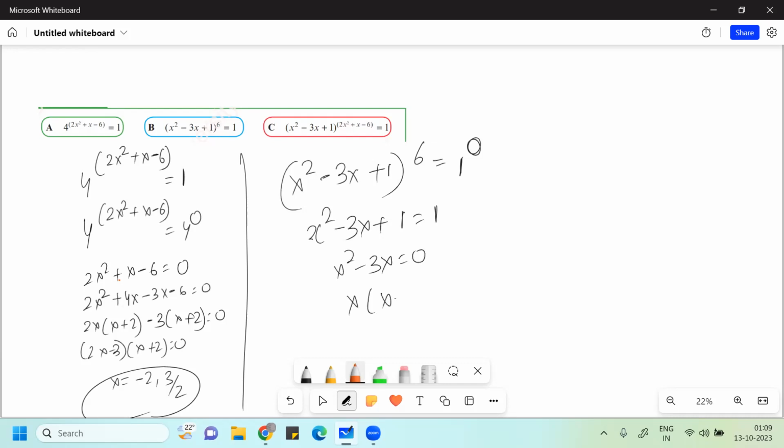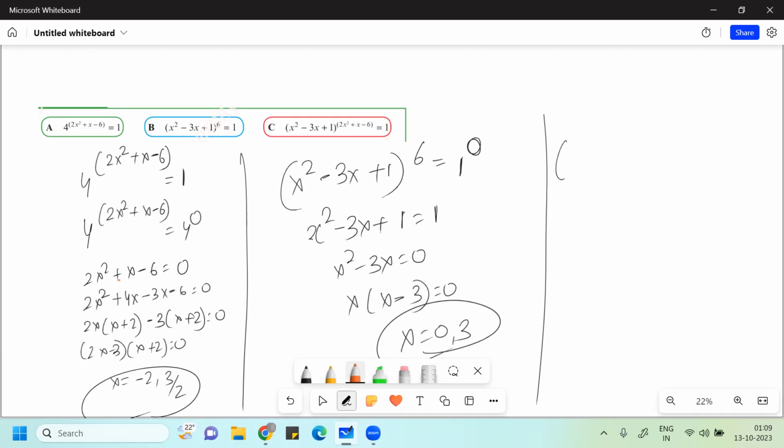If you take x common, x into x minus 3 is 0. So x is 0 or 3. So I got the value here, x is 0 or 3. If I put 0 here, it is satisfying. If I put 3 here, this will be 9 minus 3, that will get cancelled, again 0 only.